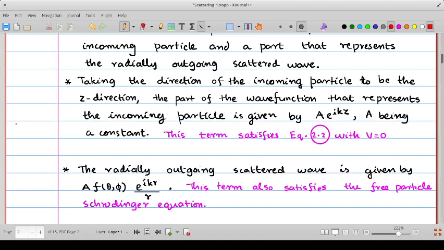Now, the incoming particle part of the solution far away from the scattering center can be written as the plane wave e to the power ikz multiplied by a constant which can be fixed by the normalization. And the radially outgoing scattered wave is given as e to the power ikr by r multiplied by a factor that depends only on theta and phi. We call it f(theta, phi), multiplied by a constant A.